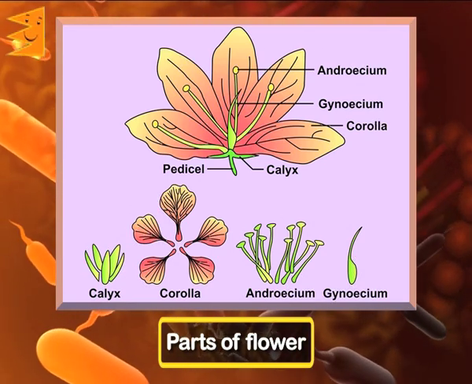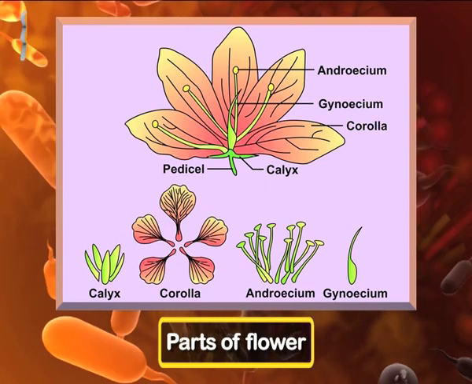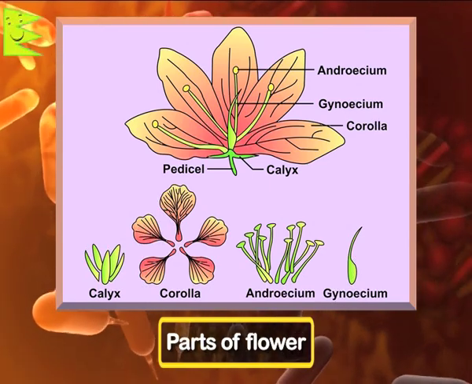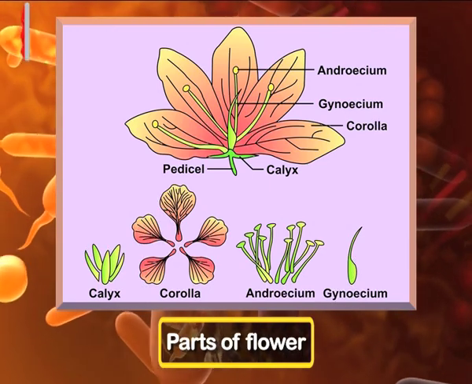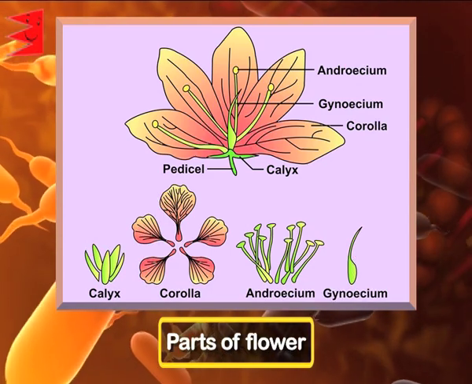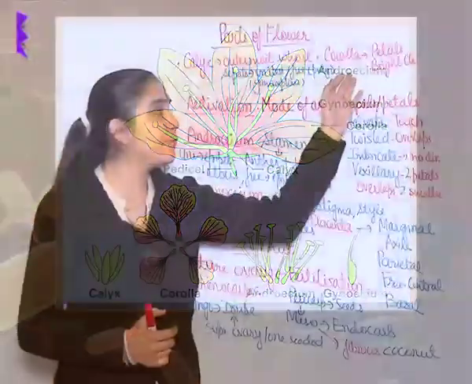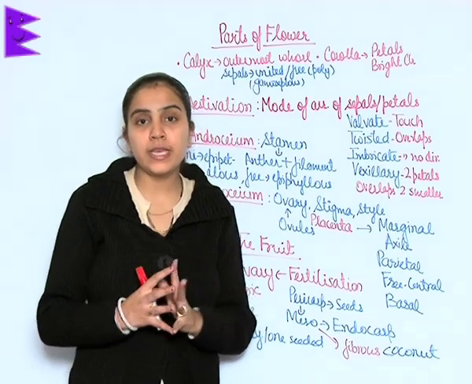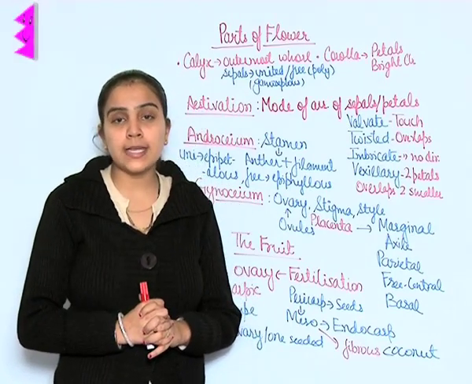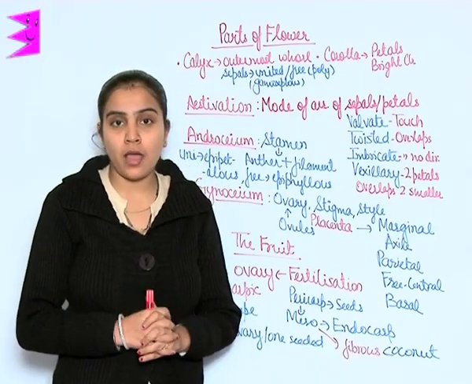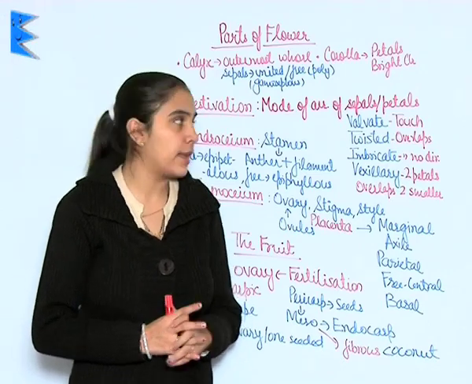Corolla. Corolla is the part in which petals are arranged. Petals are brightly colored so as to attract insects for pollination. If petals are free, they are polypetalous, and if petals are united, it is gamopetalous.